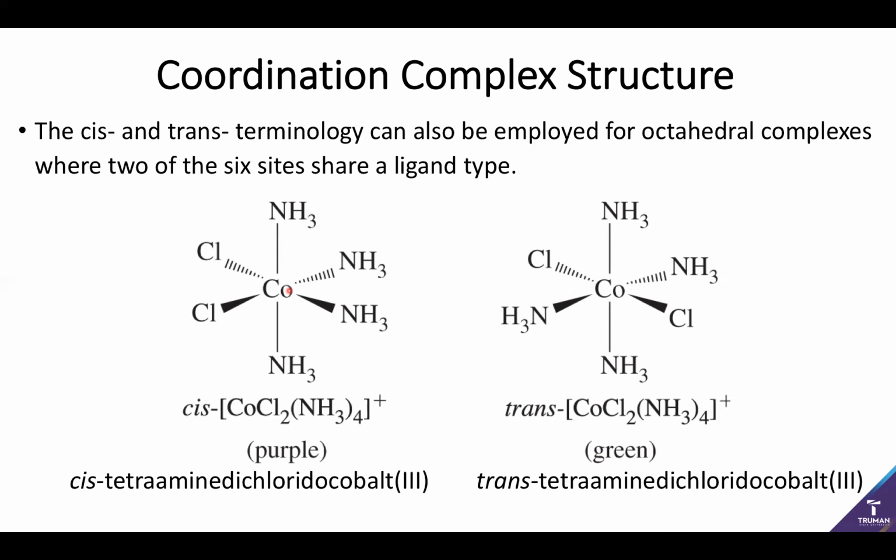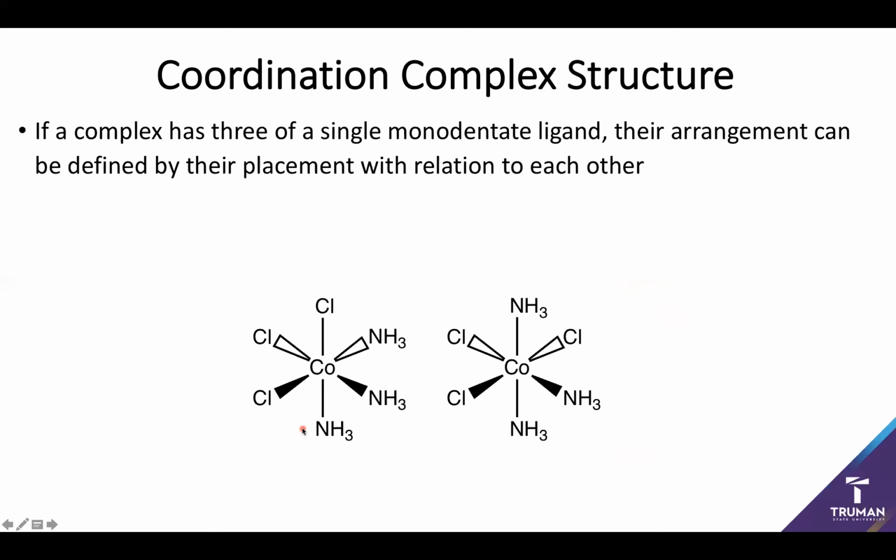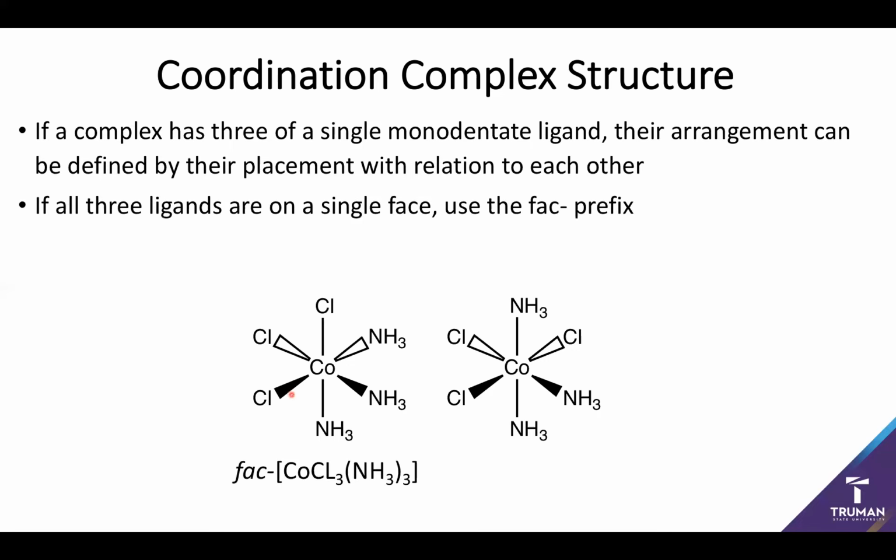Now, this cis-trans terminology works if we have two different ligands. But what happens if I've got three? If I've got three monodentate ligands, I can define the structure based on their relationship to one another. And this occurs in two big features. If all three of those ligands are on a similar face of the molecule, it's called a fac arrangement.